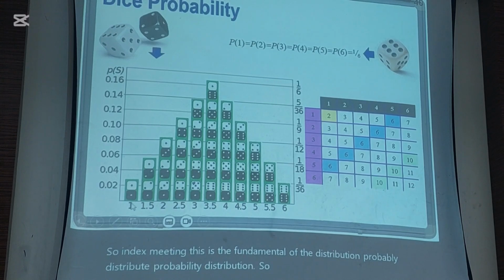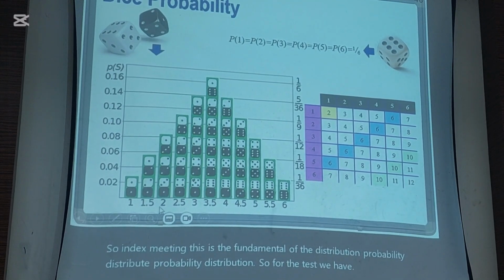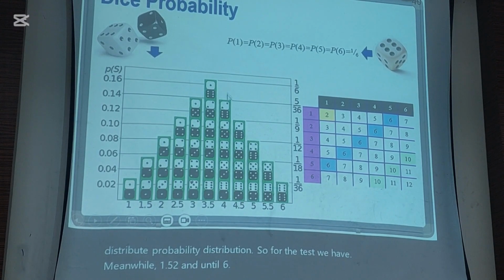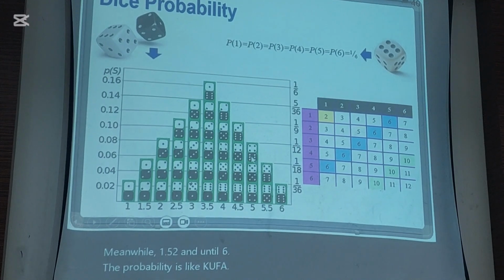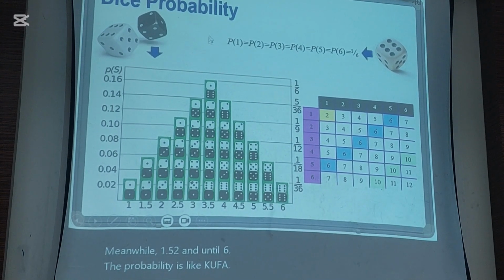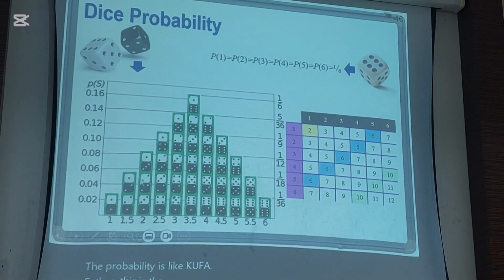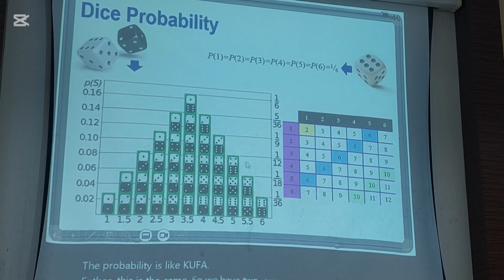For the rest we have mean 1, 1.5, 2, and until 6. The probability is like alpha. For mean 2, we have 1 per 12.